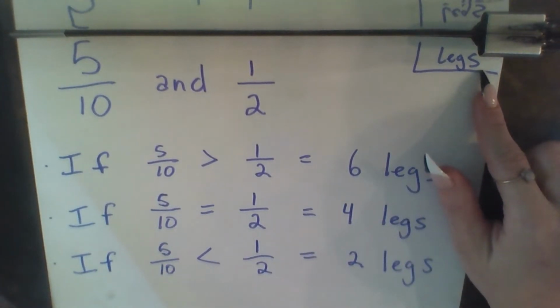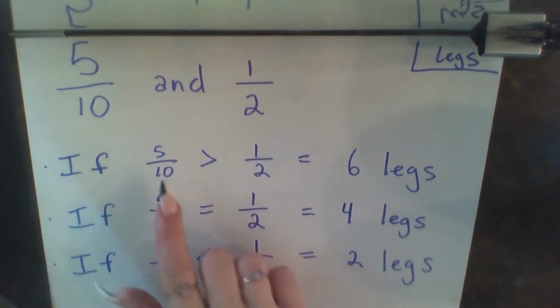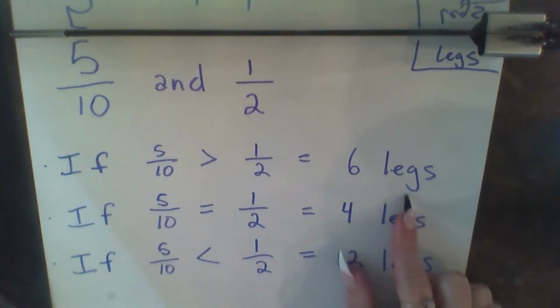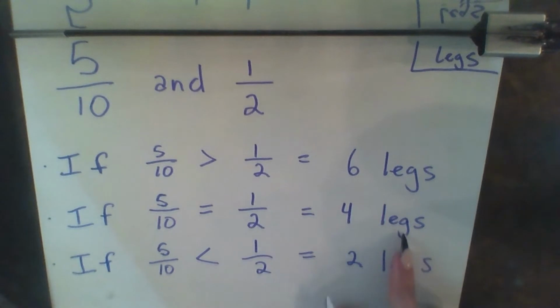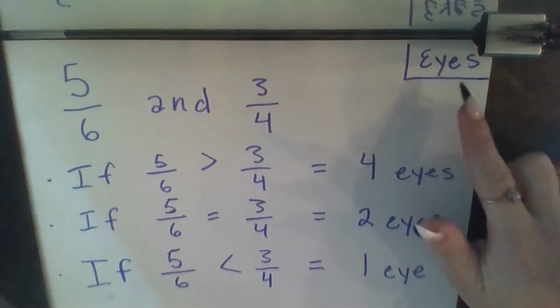The fractions that we have are 5/10 and 1/2. If you think that 5/10 is greater than 1/2, then give the monster 6 legs. If you think that 5/10 is equal to 1/2, then draw 4 legs for your monster. And if you think that 5/10 is less than 1/2, then draw 2 legs for your monster. Next is the monster's eyes.